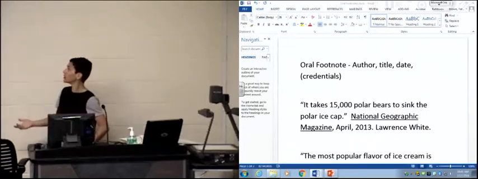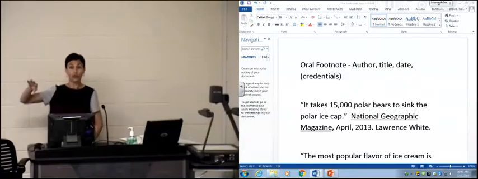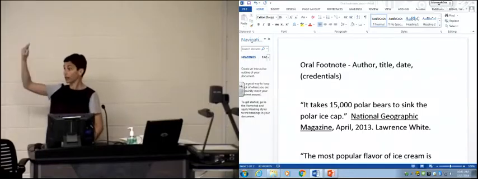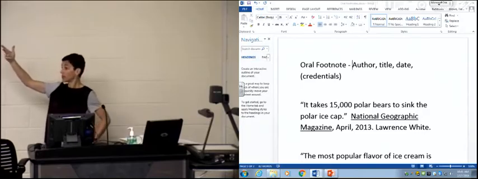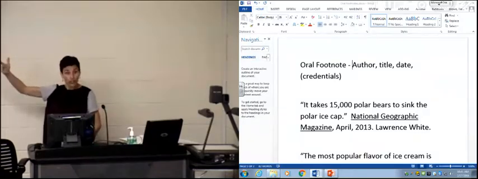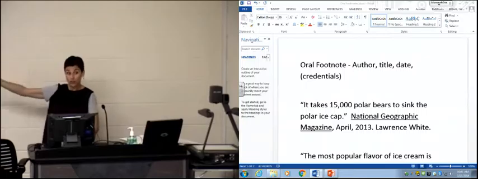And that's why we include the author, the title, and the date, as well as credentials. So in your oral footnote, the things you have to include: author, title, and date. That's to cover your butt. Credentials, if they somehow don't get in there otherwise, you need to say the credentials of the person or the website or that sort of thing.